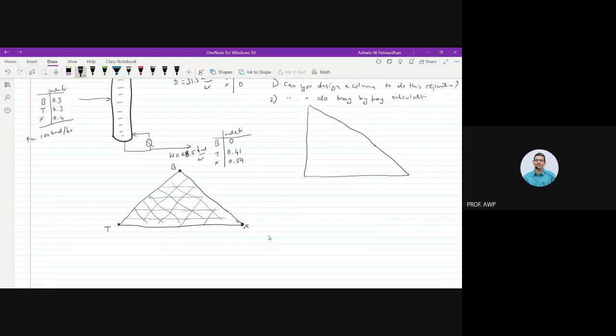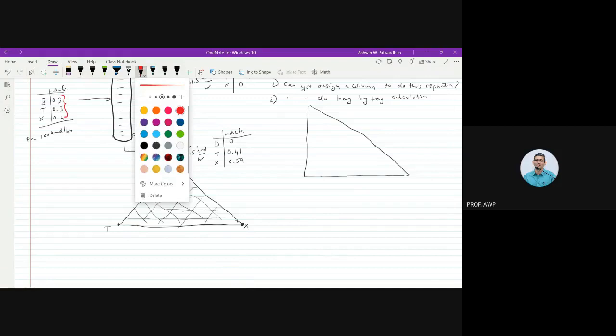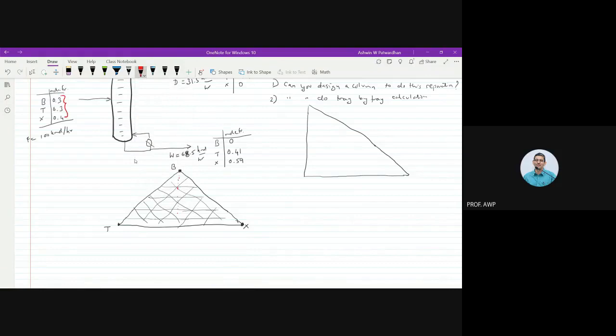So if you put the feed composition on this triangular diagram, benzene is 0.3. That means if you take this altitude of the triangle, then you go 0.3 up. So benzene corresponding to 0.3 would be somewhere along this line. All this line corresponds to benzene equal to 0.3. And then toluene corresponding to 0.3, that means this may be 0.1. We are drawing a line.